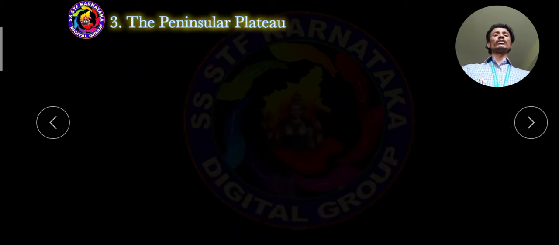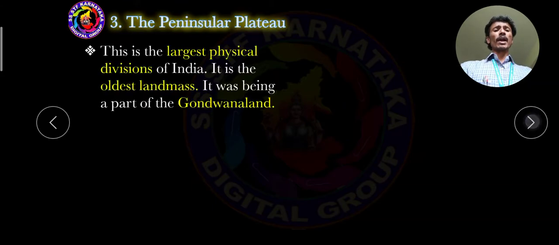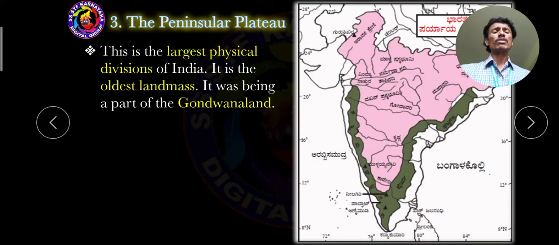Then the third one, the Peninsular Plateau. The third one here is the Peninsular Plateau. This is the largest physical division of India. See dear students, it is available in that color. Which one? The Peninsular Plateau is the largest physical division of India, and it is the oldest landmass. Oldest means a large continuous extent of land. So it is available for most of the large.